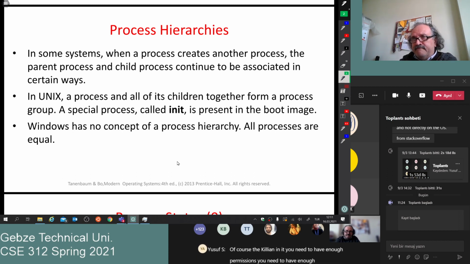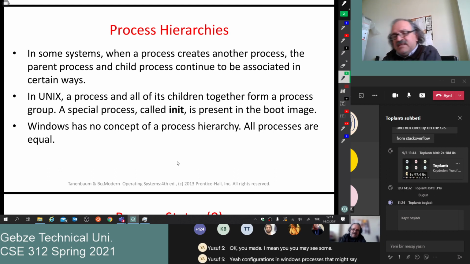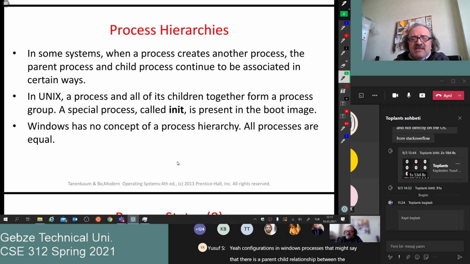In Windows, we don't have a parent-child relationship supported directly by the kernel. You may see some configurations in Windows processes. It might say that there is a parent-child relationship between the processes, but this relationship is not directly supported by the kernel. It is supported by some extra bookkeeping done by the operating system, but not by the kernel. Windows doesn't support the child process hierarchy mechanism directly in the kernel. Okay, it is how it is designed.